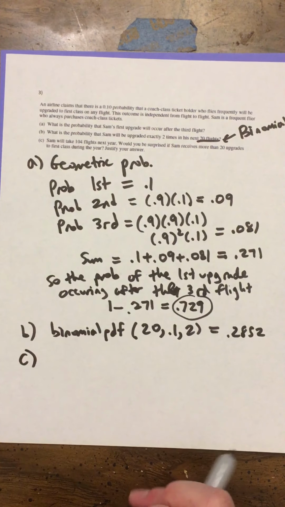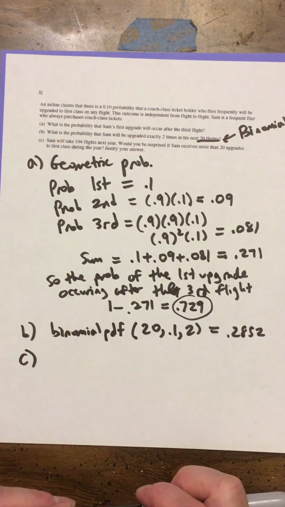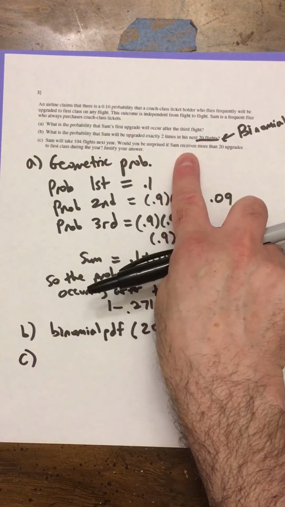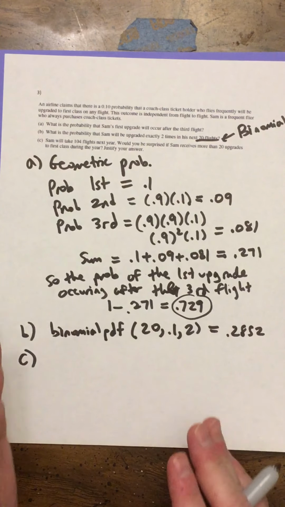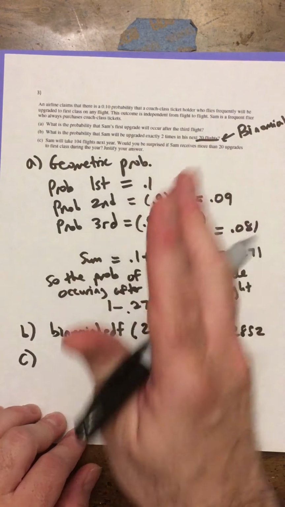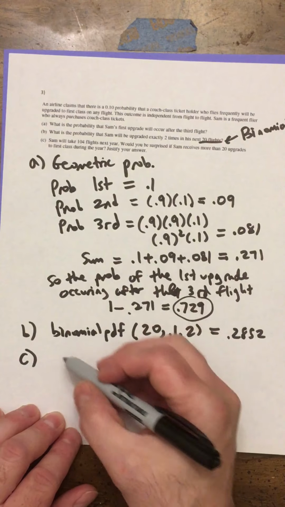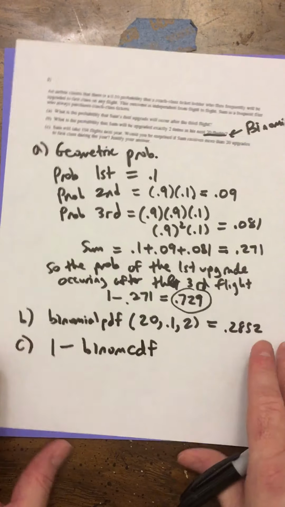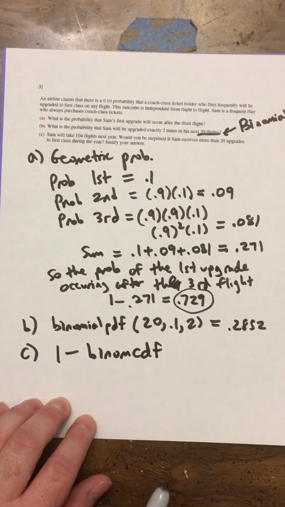Part C. Sam will take 104 flights next year. Would you be surprised if Sam receives more than 20 upgrades to first class during the year? Okay, so we want to see the probability he gets more than 20 flights. Well, this is going to be a binomial CDF situation, but if you recall from class, I told you binomial CDF counts from 0 up to a value, not from a value up to the total. So we're going to have to do a 1 minus. So what we're going to do is 1 minus binomial CDF. Again, we're counting a whole range of values, not sticking at a specific number. A whole range of values.